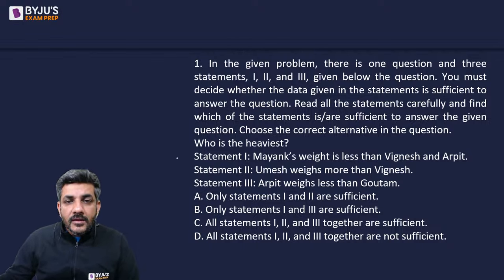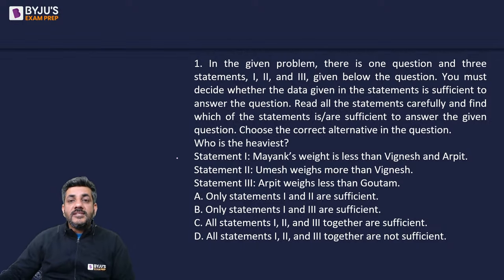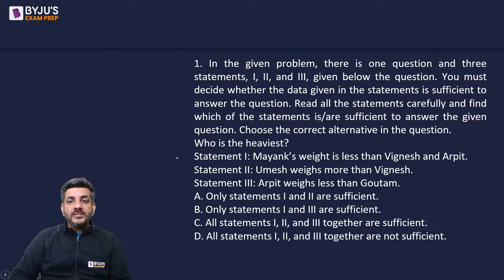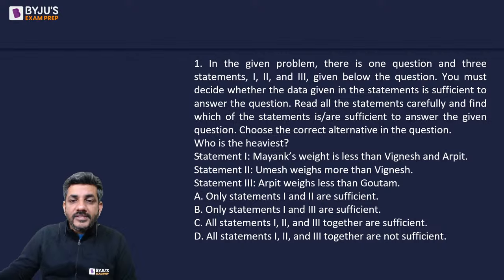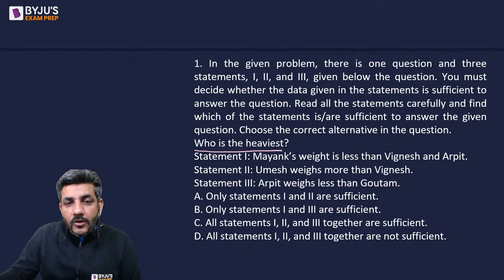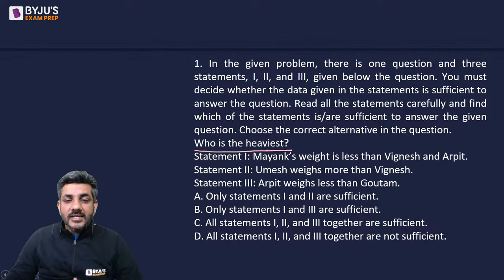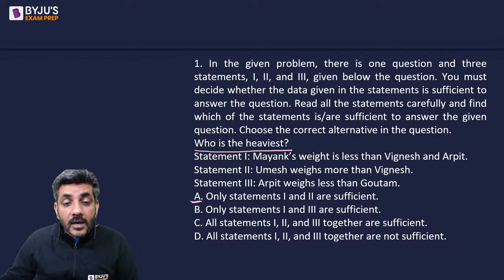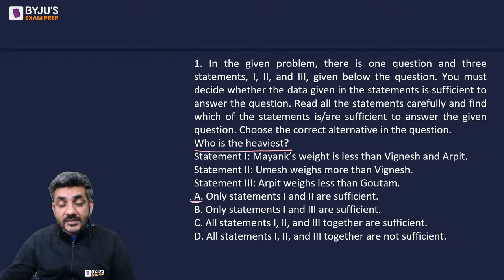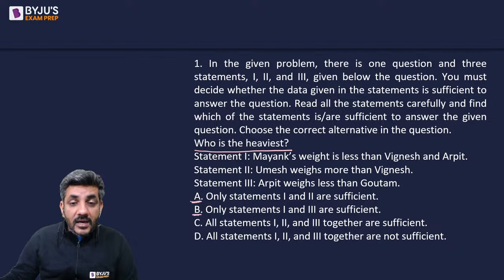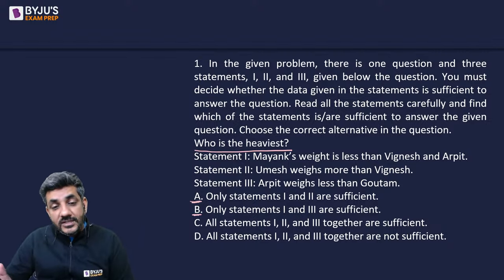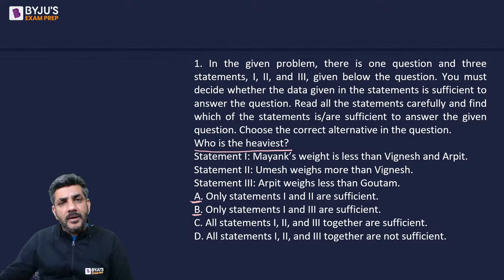What does it say? In the given problem, there is one question and three statements given below. You must decide whether the data given in the statements is sufficient to answer. The question is, who is the heaviest? There are three statements. We have to see which statements are sufficient to answer the question, as you can see in the options as well. Option A, you mark if you feel 1 and 2 can give the answer. Option B, mark if you see 1 and 3 can give you the answer. Option C, if you feel all three are needed, and Option D, if even all three together do not settle it.